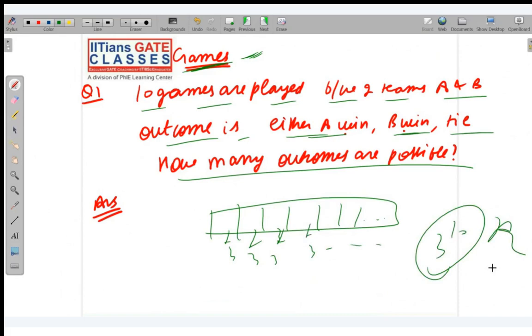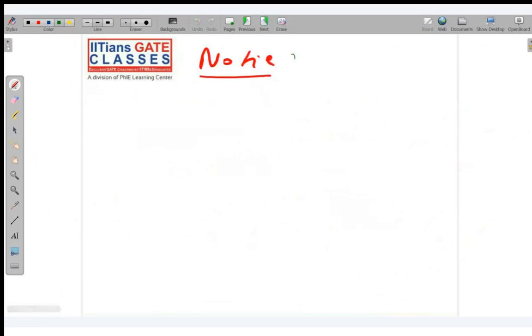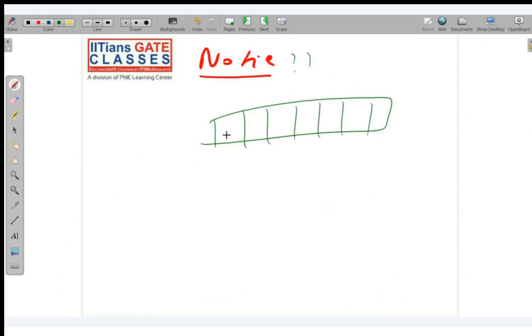Okay, please take a snapshot. Okay, I'm jumping now. If there is no tie, so tie is not an option. So how many ways? Obviously 10 games. So either A wins or B wins. So everywhere 2 possibilities. Okay, so 2 power 10 is the answer. So simple.